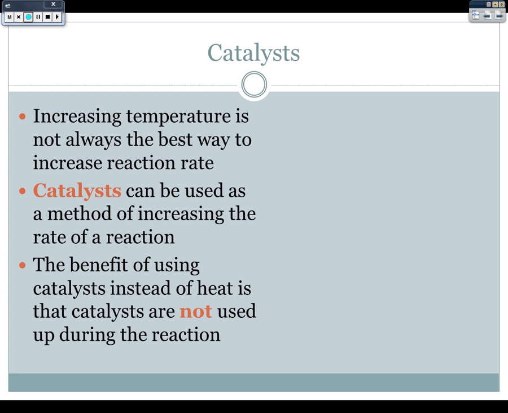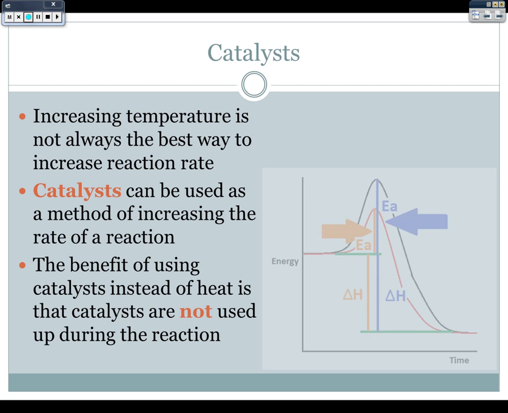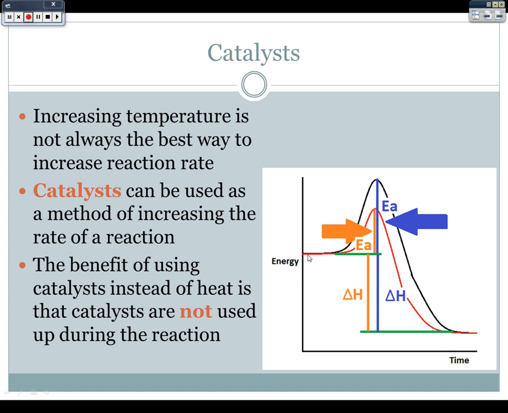The benefit of using catalysts instead of heat or any of our other methods of increasing the rate of reaction is that catalysts are not used up during the reaction. And they also don't participate in the reaction itself, in that they don't become a part of the product or anything like that. But what catalysts do is they provide an alternate pathway. So they don't get rid of an activation energy, they just decrease the activation energy. They provide an alternate, almost like a shortcut.